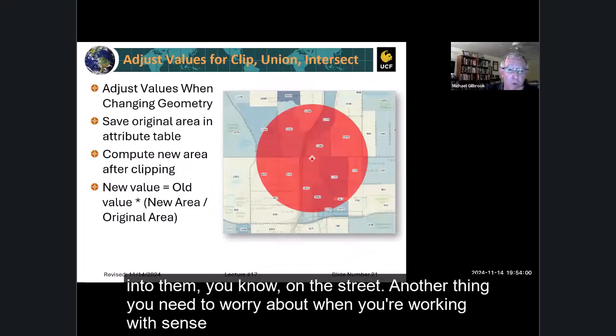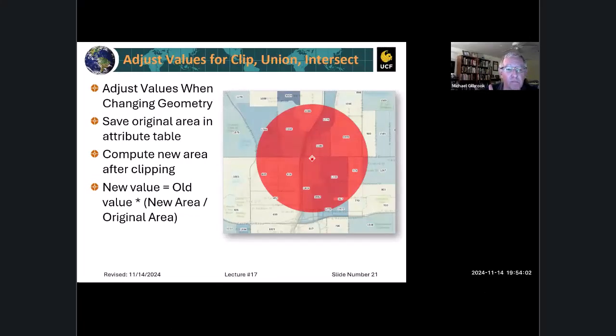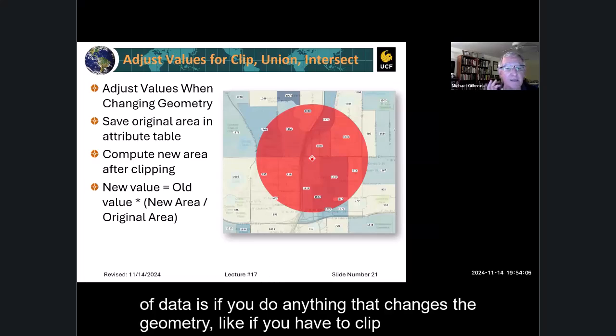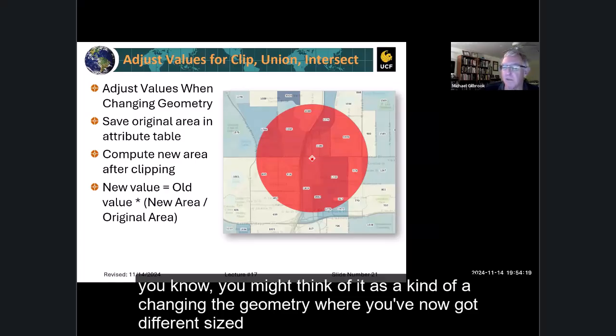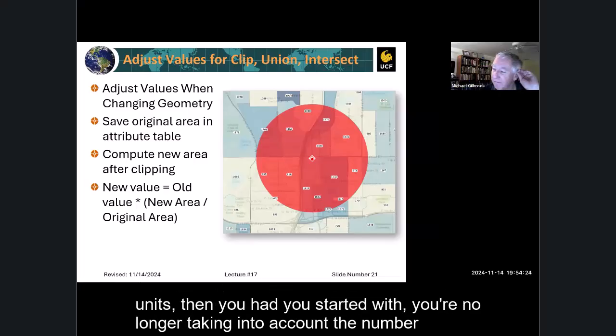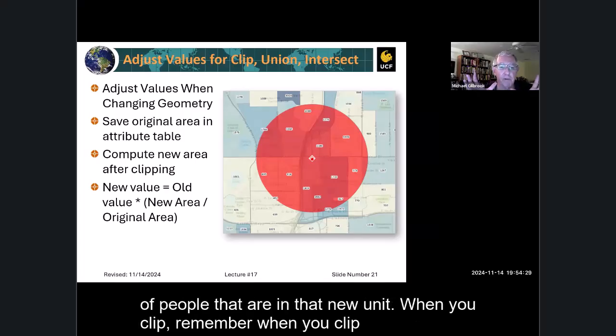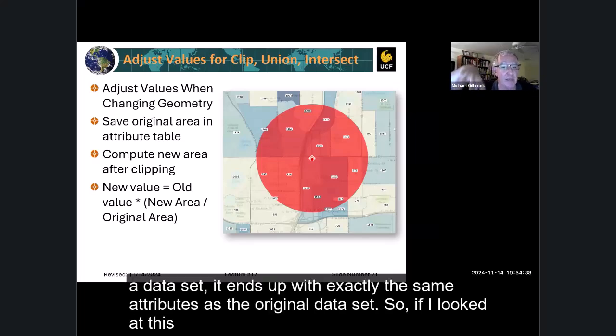Another thing you need to worry about when you're working with census data is if you do anything that changes the geometry, like if you have to clip an area, or you use intersect, which is effectively like clipping, or you use union, which again you might think of as changing the geometry, where you've now got different sized units than you started with. You're no longer taking into account the number of people that are in that new unit. When you clip a data set, remember, it ends up with exactly the same attributes as the original data set.